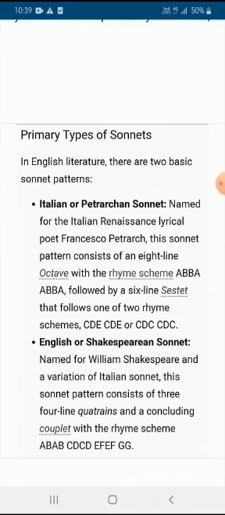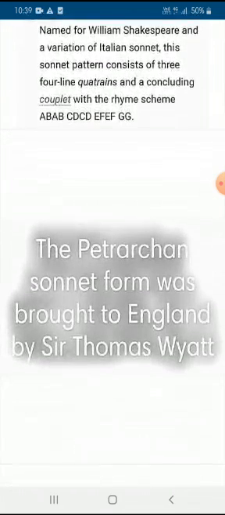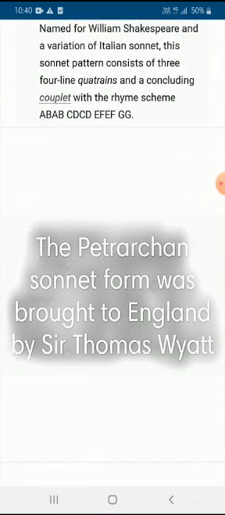Number 2, English or Shakespearean sonnet, named for William Shakespeare, and a variation of the Italian sonnet. This sonnet pattern consists of three 4-line quatrains and a concluding couplet with the rhyme scheme ABAB, CDCD, EFEF, GG. The Petrarchan sonnet form was brought to England by Sir Thomas Wyatt.